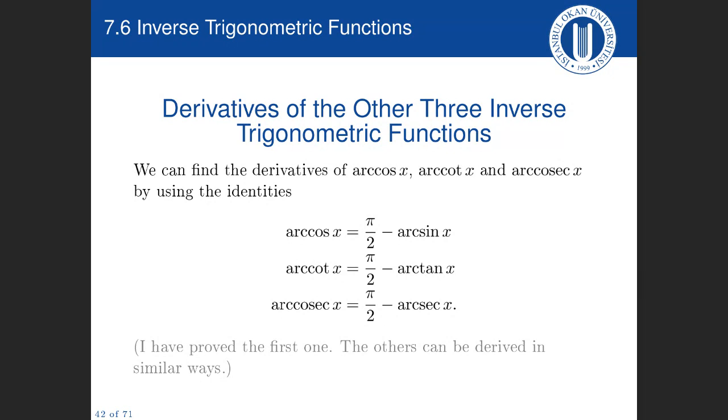We've seen the first one, arccos x is pi over 2 minus arcsine x. But there's 2 similar identities. Arccotan x is pi over 2 minus arctan x. And arccosec x is pi over 2 minus arcsec x. I've proved the first of these 3. The second 2 can be derived in similar ways.